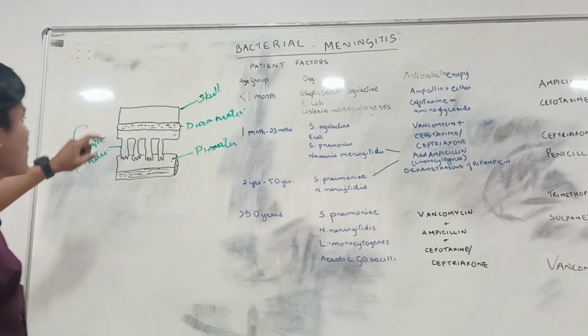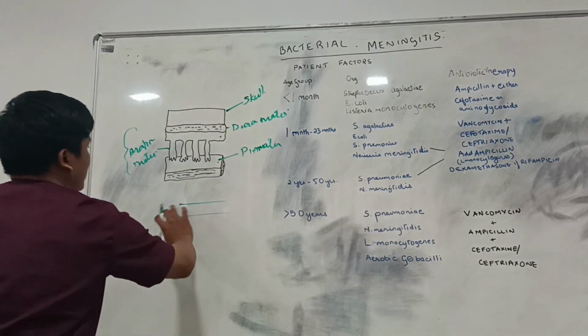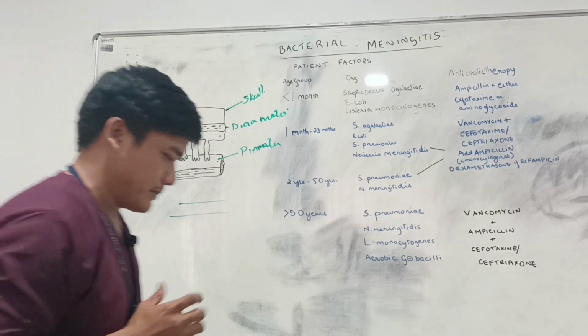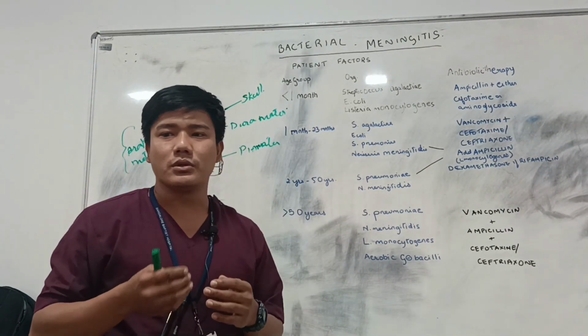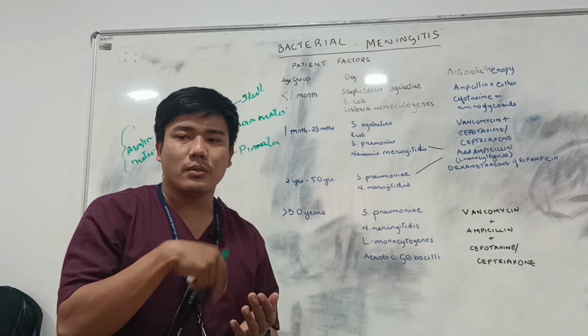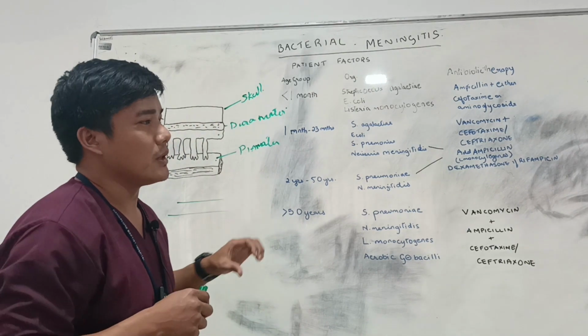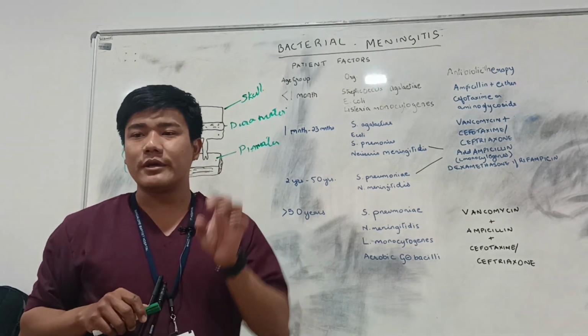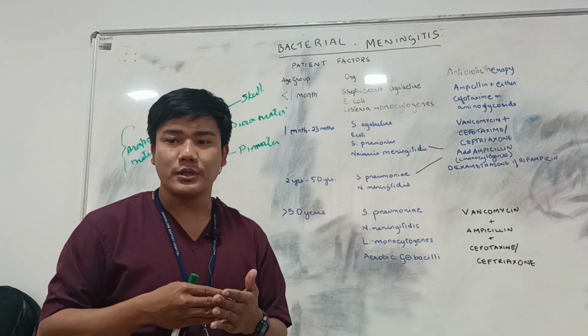How does the infection occur? Suppose when the blood enters the brain, infection happens in the cells inside the blood component. So when the infection is there, then the CSF fluid viscosity increases, which indicates that inflammation is there.